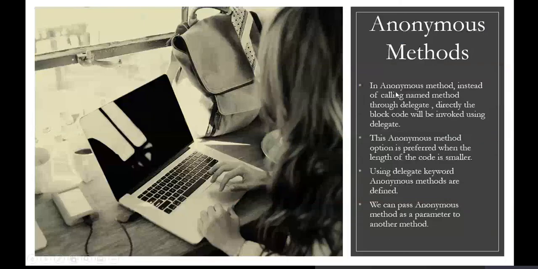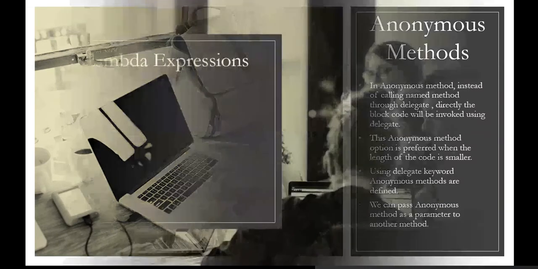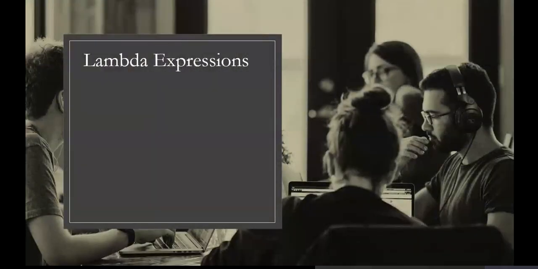So is it okay? Got anonymous method? Yes. Now in C# 3.0, again a revolution is going on, and they started with a new concept called lambda expression. So now what are lambda expressions? That is what we are going to see. Again, there is a short form given for anonymous method, which is lambda expression.